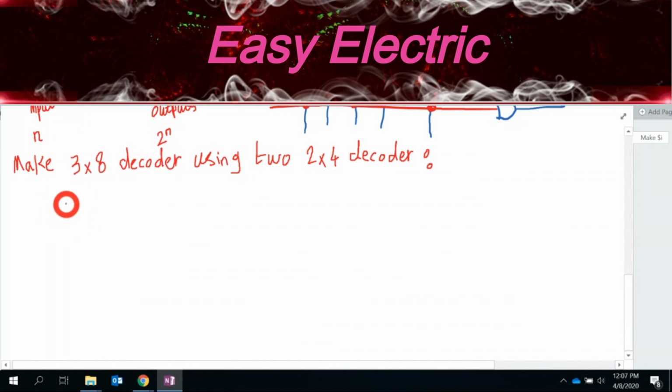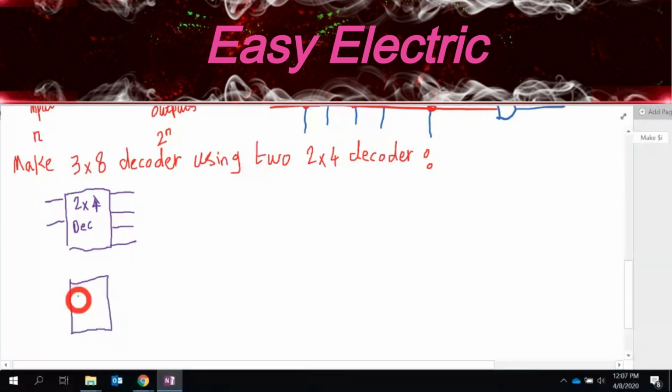which we already made here. So I'm going to actually draw that decoder. This is the first one you have, which is a 2x4 decoder. So you already know how many inputs you should have. You just have 2 inputs, right? And how many outputs should you have? 1, 2, 3, and 4. So this is the first one. You have the second 2x4 decoder, which you already know how you could make, right?